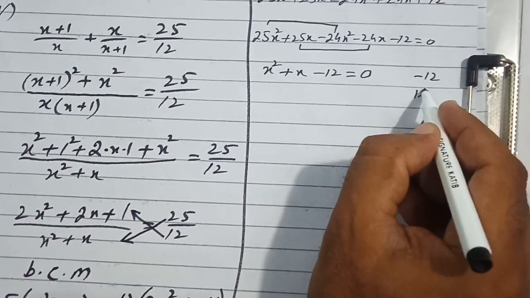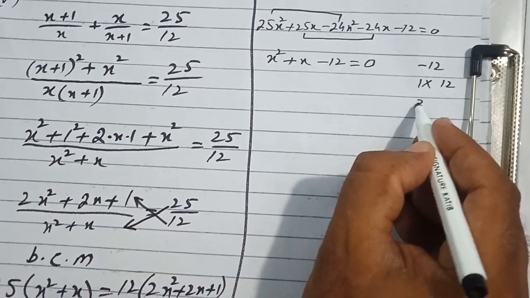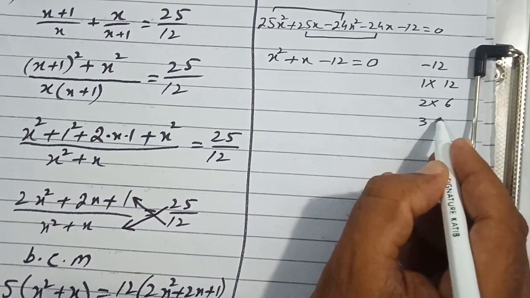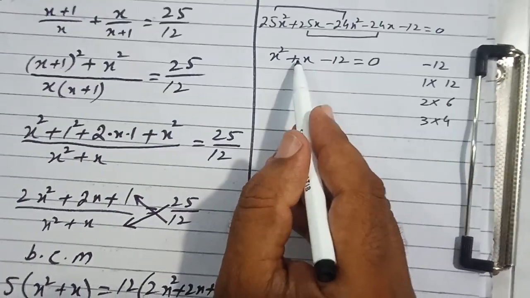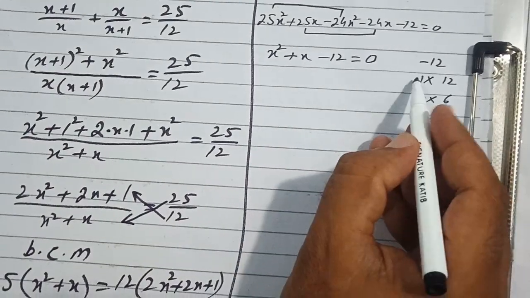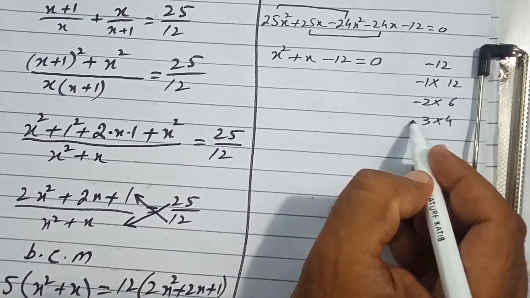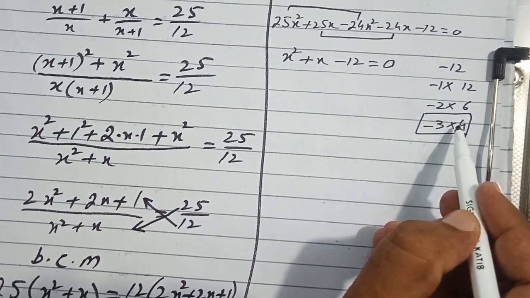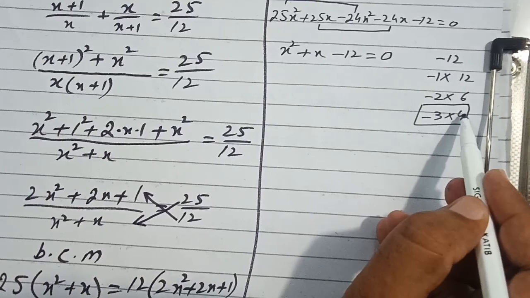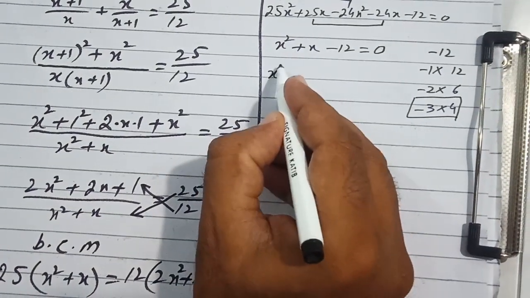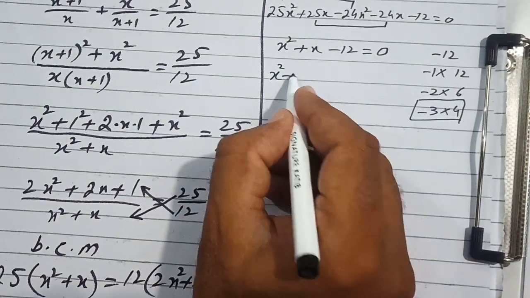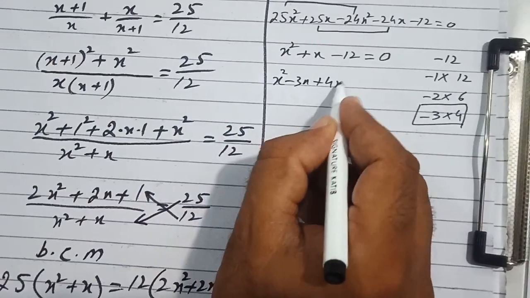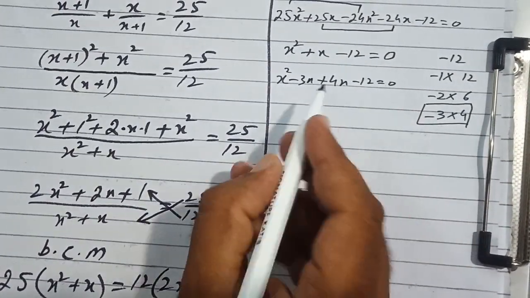So write all the factors of 12: 1 multiplied by 12, 2 multiplied by 6, 3 multiplied by 4. In the middle a plus sign is required, so I will put the minus sign with the smaller number. So if you think carefully, the last pair of factors will be used because the sum will be equal to 1. So I will write it as x square minus 3x plus 4x minus 12 is equal to 0.